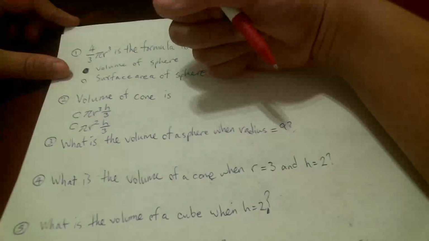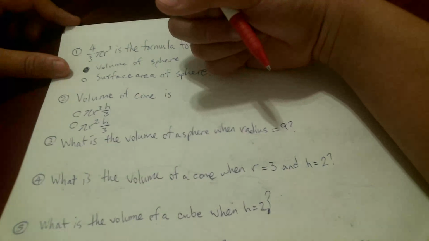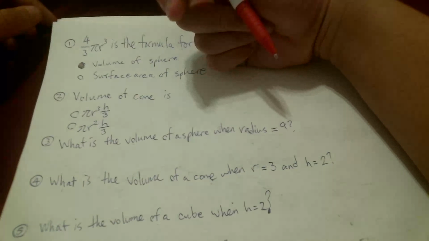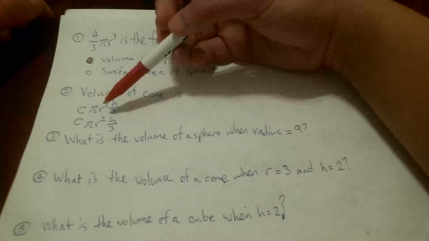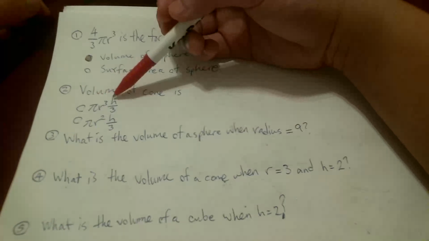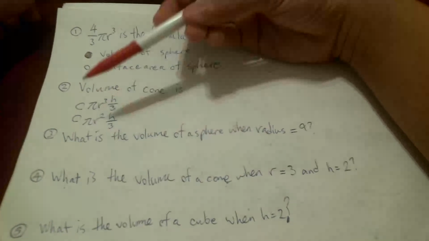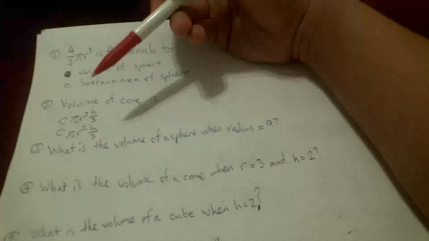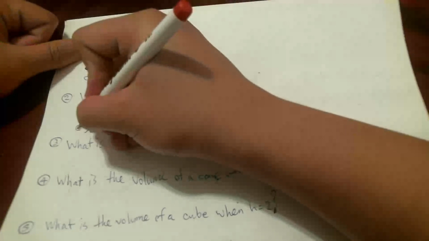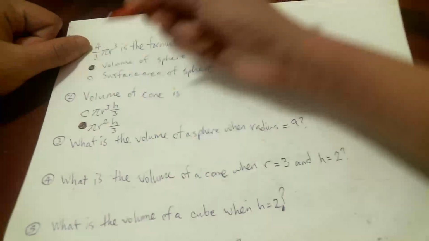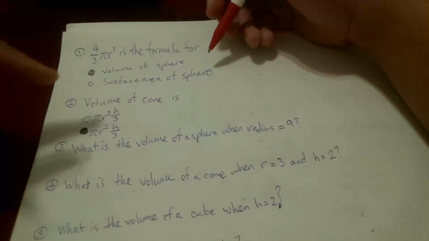So let's do the next one, which asks for the volume of the cone. We would have to find the formula for this. The first choice is pi r to the power 3 times h over 3. The next choice is pi r squared times h over 3. So we know from before that the second choice is correct, since we just did quite a few problems regarding that. This will be the right answer.